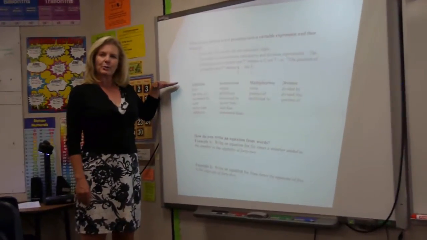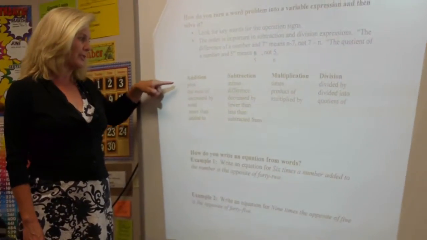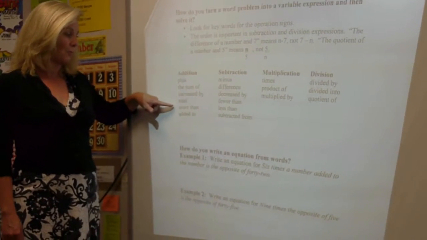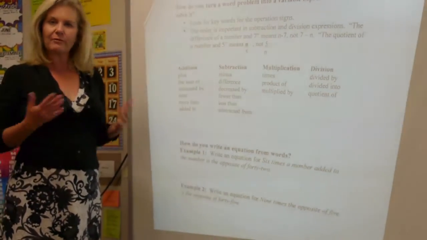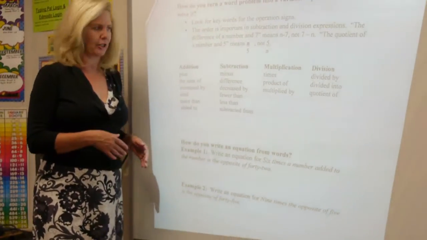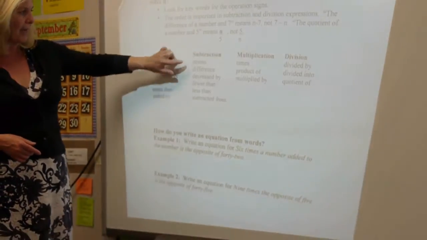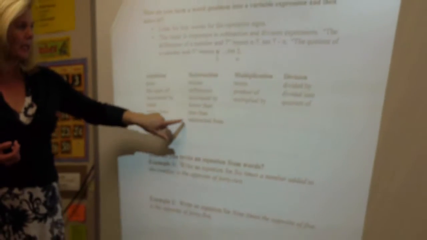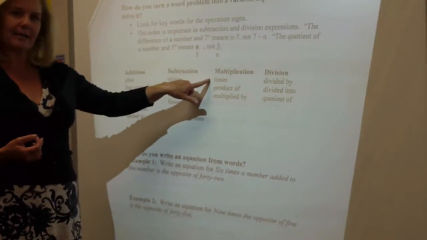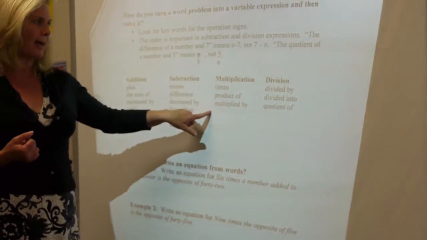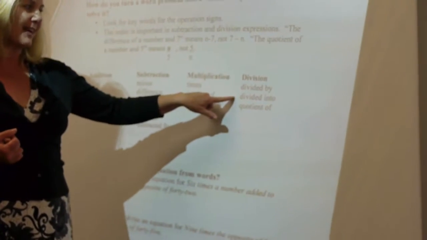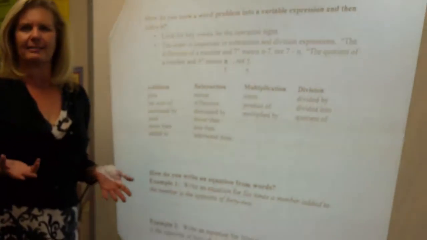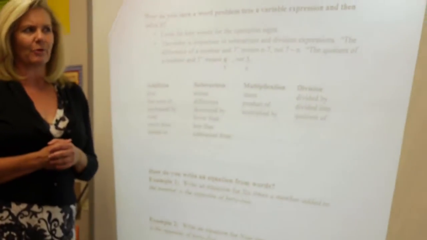If the operation is going to be addition, look for the words like plus, the sum of, increase by, total, more than, added to. Any of those words will tell us it's got to be addition. For subtraction, we're looking at minus, difference, decrease by, fewer than, less than, subtracted from. Multiplication, times, product of or multiplied by, division, divided by, divided into, quotient of. These will cover most of the phrases that they could use to indicate your operation.